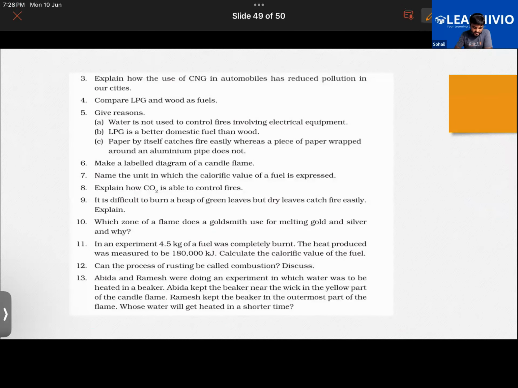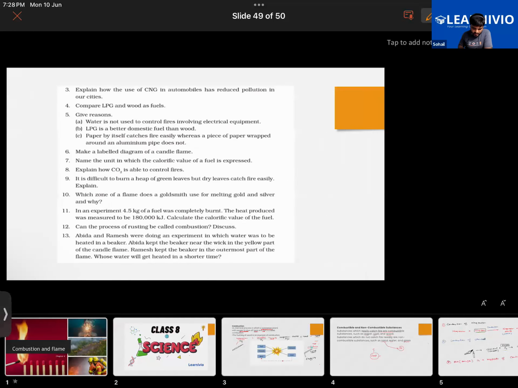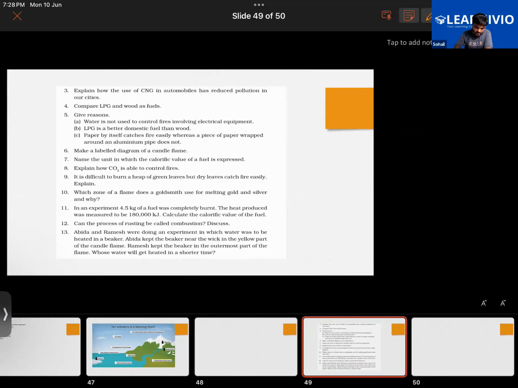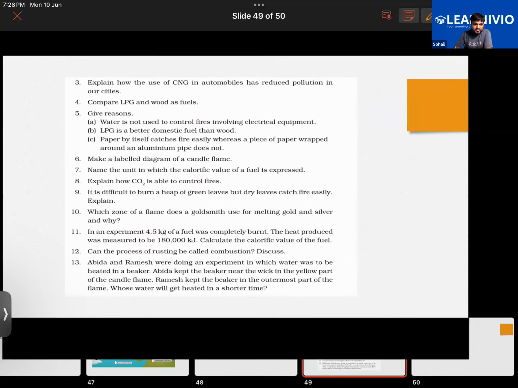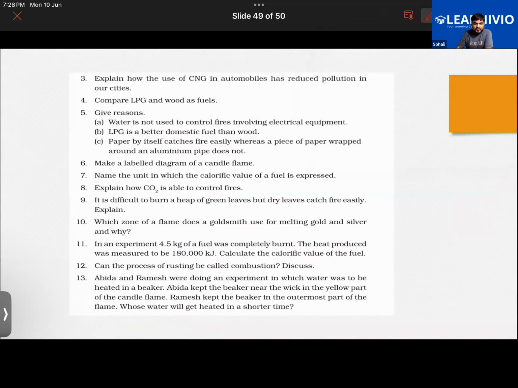These are some of the questions from the NCERT. We would be doing that question too. Most of them, I suppose, you would be able to do. See, question number 11. This is a numerical question. Let us all do this together. In an experiment, 4.5 kilogram of fuel was completely burned, and the heat produced was measured to be 1,80,000 kilojoule. You have to calculate the calorific value. It's simple now. You all have learned about this.